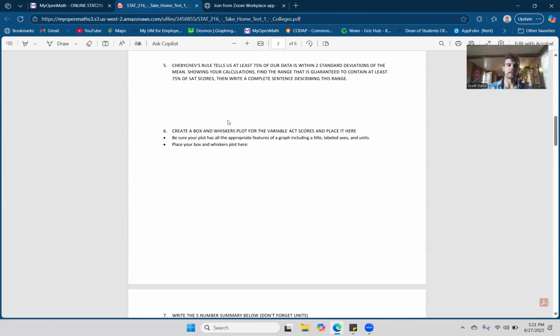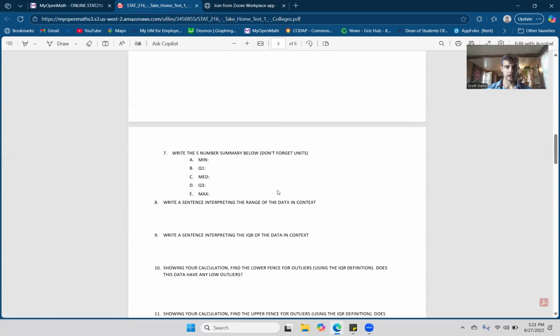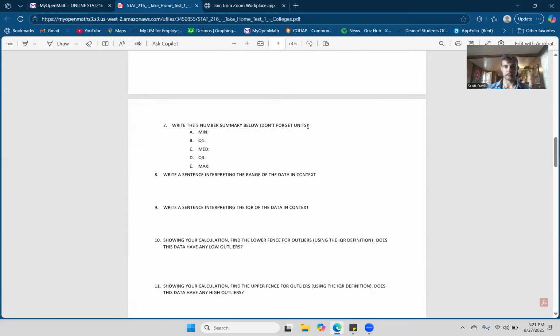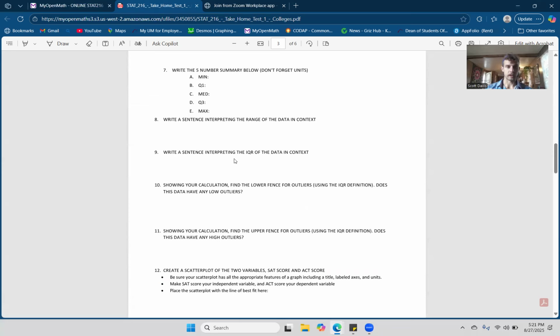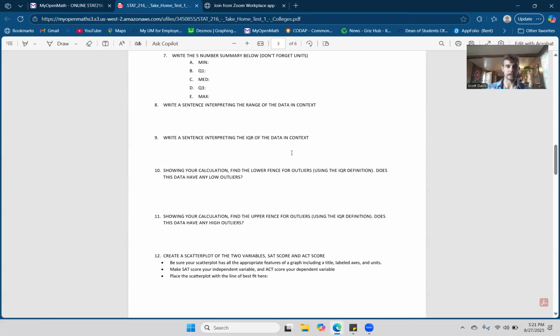Next, I want you to create a box and whiskers plot for ACT scores. Place it here. Again, same expectations regarding title, labels, axes, etc. Write the 5 number summary. Don't forget units. And again, this is points or score. Write a sentence interpreting the range. So show me the range, where you got it. What does the range tell you? Write a sentence interpreting the IQR of the data. You can calculate it, and then write a sentence interpreting it.